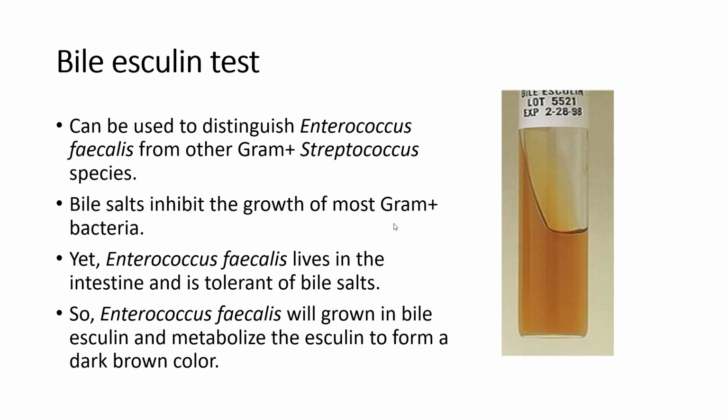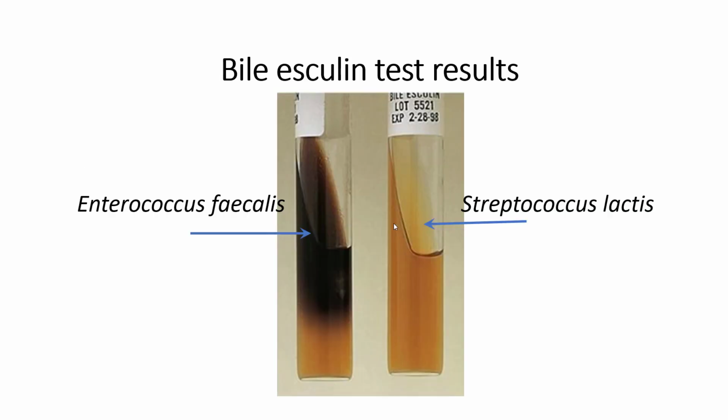So this lab would have had you inoculate Enterococcus faecalis and another Streptococcus species, Streptococcus lactis, and these are the results you would have gotten. So Enterococcus faecalis shows that dark brown color, indicating that it was able to grow in the presence of bile salts and metabolize the substrate to produce this dark brown color, whereas Streptococcus lactis either grew poorly or did not grow at all.